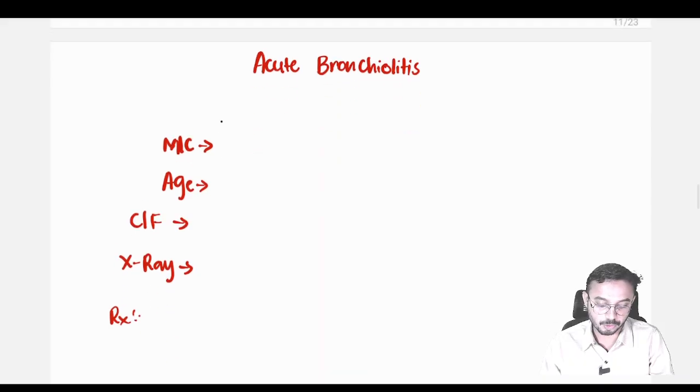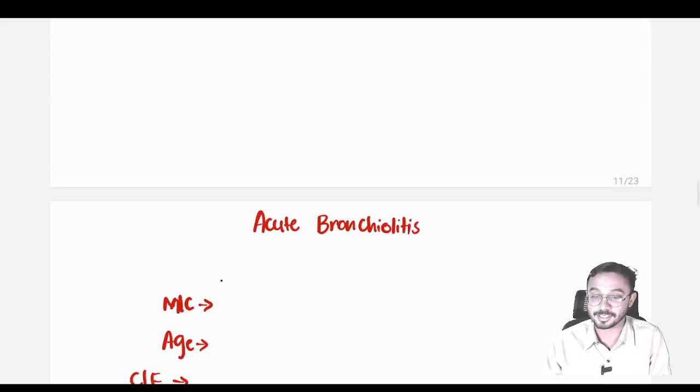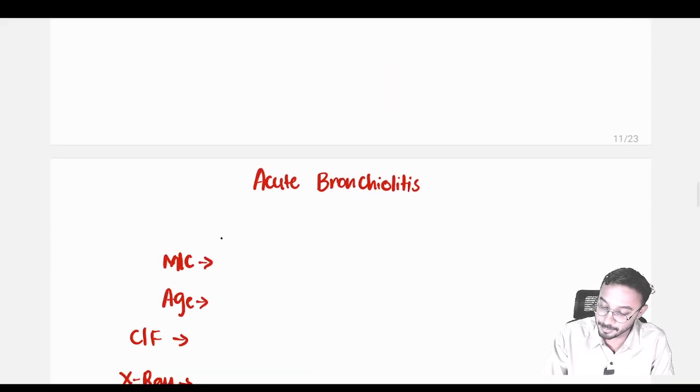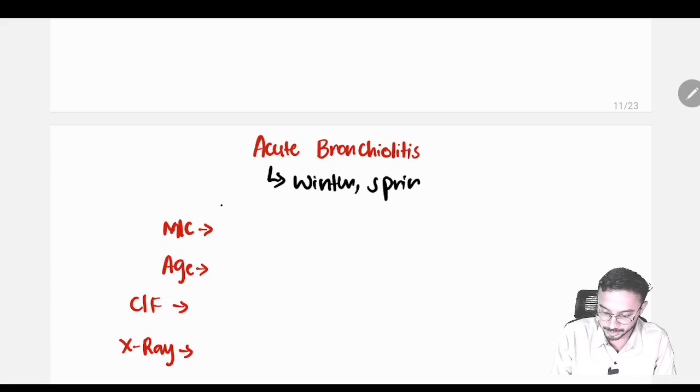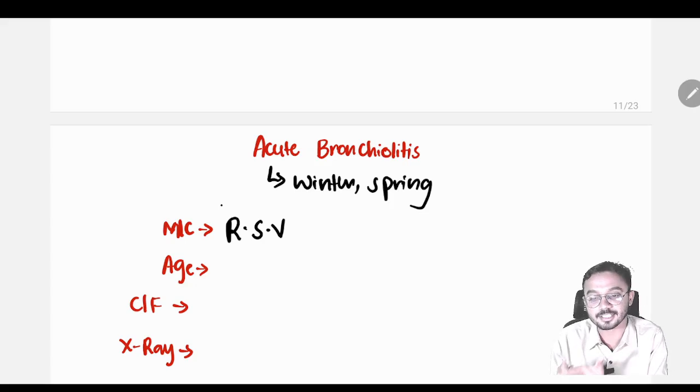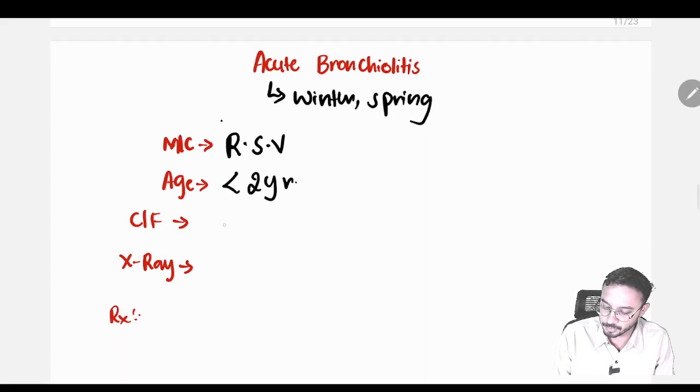And next is acute bronchiolitis. Don't confuse acute epiglottitis and bronchiolitis. Bronchiolitis is a viral infection, and it is a seasonal infection, found in the winter season and in the spring season. Most commonly it is RSV, respiratory syncytial virus. Age is less than 2 years. So how do you find the clinical features? Fever plus bilateral wheeze is present.